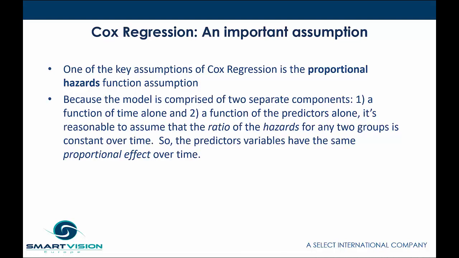And it basically states that because the model is comprised of these two separate components, one, which is a function of time alone, that's the baseline hazard function, and two, a function of the predictors alone, that's the actual coefficients from the predictors, it's reasonable to assume that the ratio of the hazards for any two groups is constant over time. So the predictor variables have the same proportional effect over time. It doesn't matter where you are on that time dimension, the effect of being, say, male or female has the same effect, or the effect of being 1 year older than somebody else has the same effect over time. This is known as the proportional hazards function assumption.